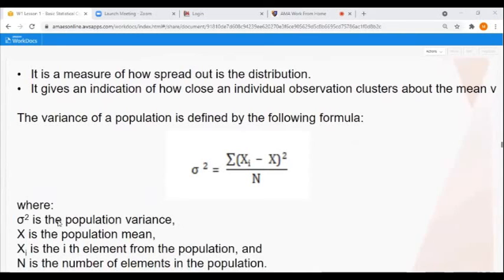So sigma squared is for population variance. We have x sub i as the ith element from the population, and mu, the population mean, divided by capital N, the population size. If we read this, sigma squared is equal to the summation of the square of the difference between x sub i and the mean, divided by N. Again, remember the symbol used for describing population variance: sigma squared, and capital N for the population.